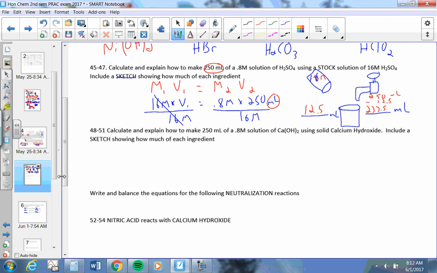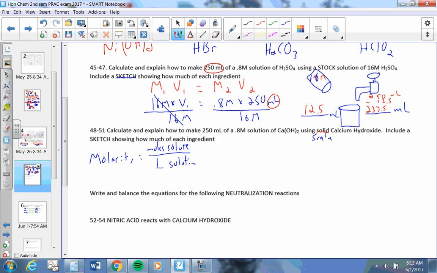Next one is making it out of solid calcium hydroxide. That's going to need a scale. That's going to need some mass. I'm going to use that idea that molarity is simply moles of solute, that's what I'm dissolving, and in this case, calcium hydroxide, divided by liters of solution.